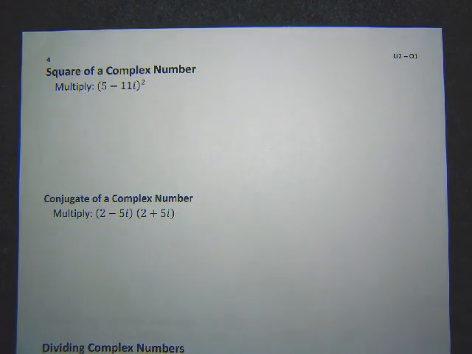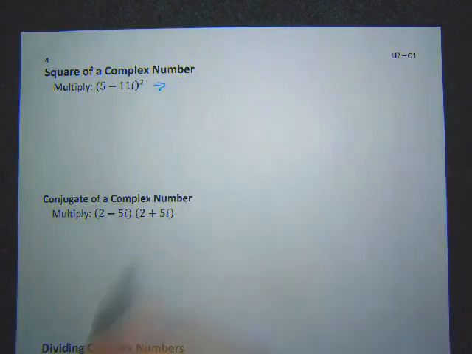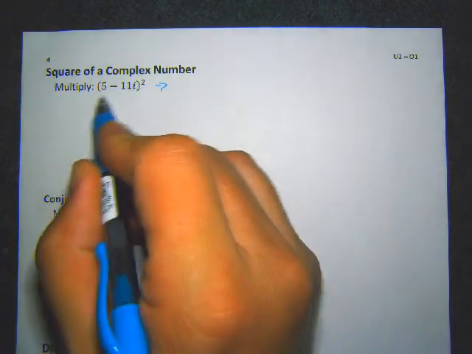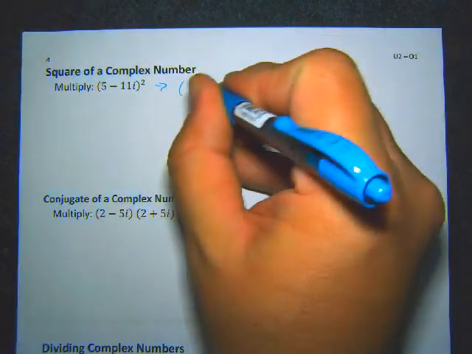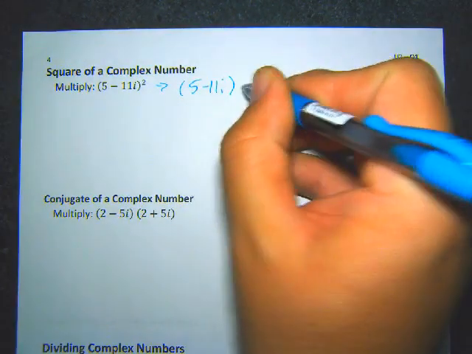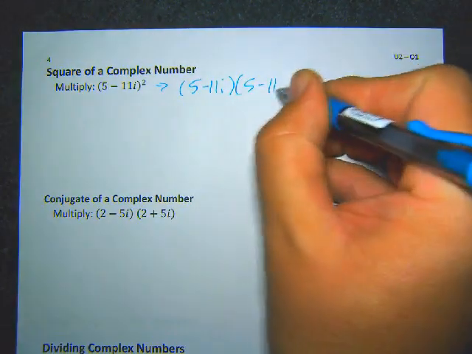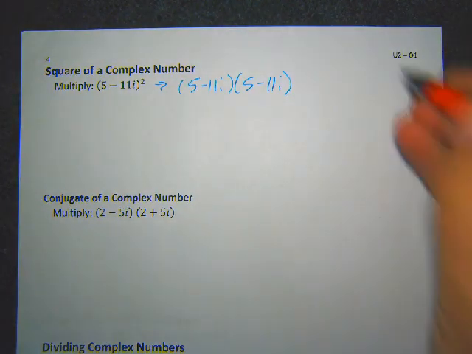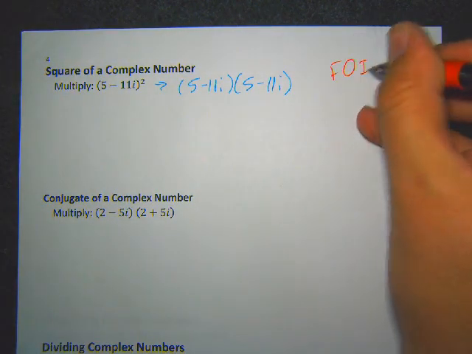So what you actually have to do is take this and write it as a multiplication. Remember, a square means just take this whole thing times itself. So I'm going to do 5 minus 11i times 5 minus 11i. I'm going to write it out like that, and we're going to end up doing another FOIL problem.